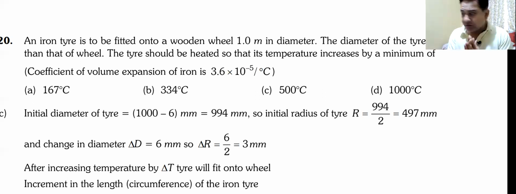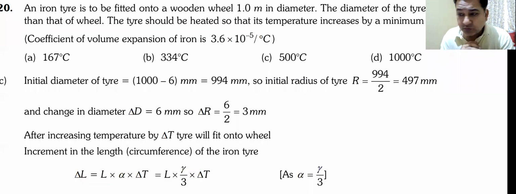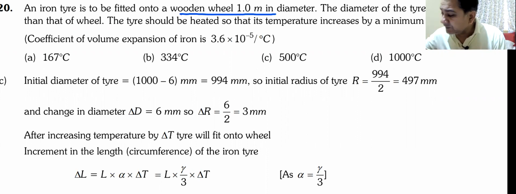See, such questions, if you make a simple mistake and if you just don't understand one point, you might end up in a soup. So how are you going to do this? The diameter, you just have to understand the question. Wooden wheel is 1 meter in diameter. We all understand this. The diameter of the tire is 6 mm smaller.